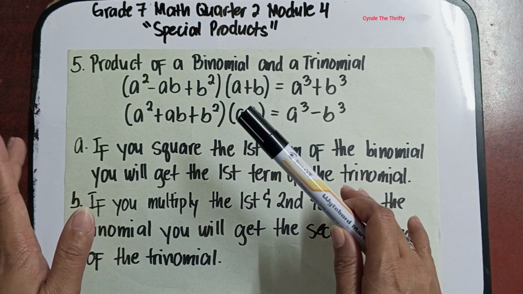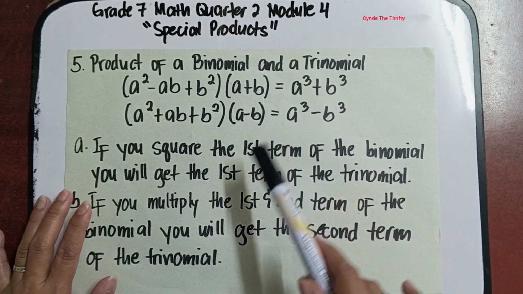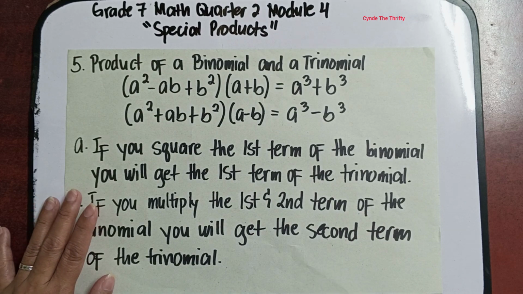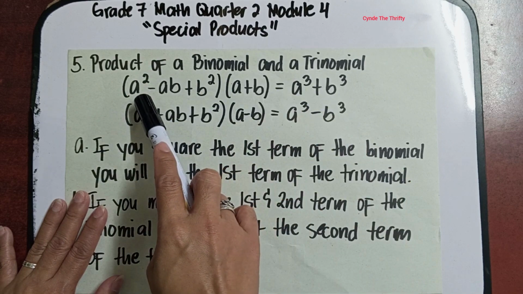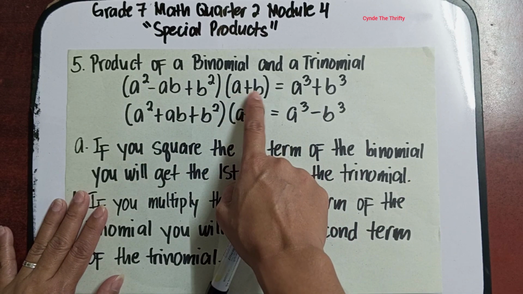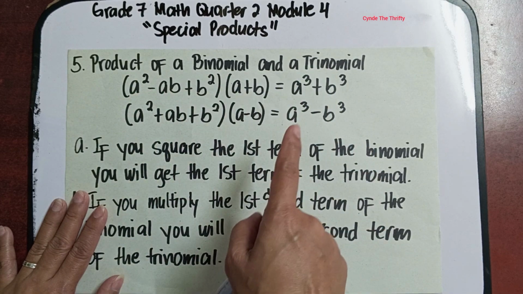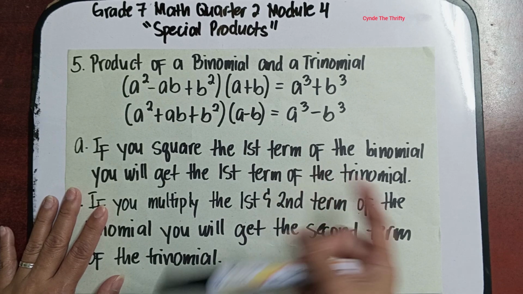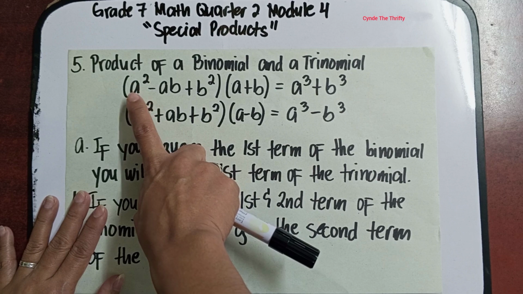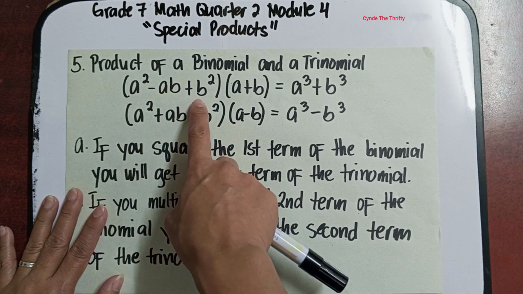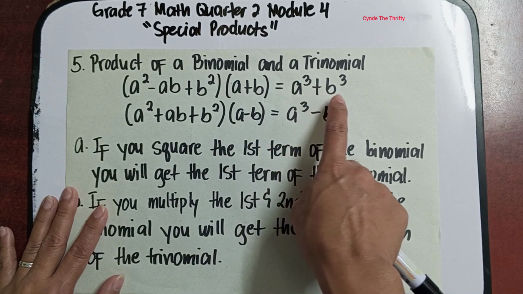So ang method na ito is applicable lamang siya kung ang given na binomial at trinomial follows the general form. So ano yung general form? Again, ano yung binomial? Dalawang term. Trinomial, tatlong term. Okay, so ito yung binomial natin, isang term, pangalawang term. Tapos trinomial, isa, dalawa, tatlo, tatlong term. So kapag nag-follow siya ng general form, ano yung general form natin? So ito yung general form natin. A squared minus AB plus B squared multiplied by A plus B is equal to A cubed plus B cubed.